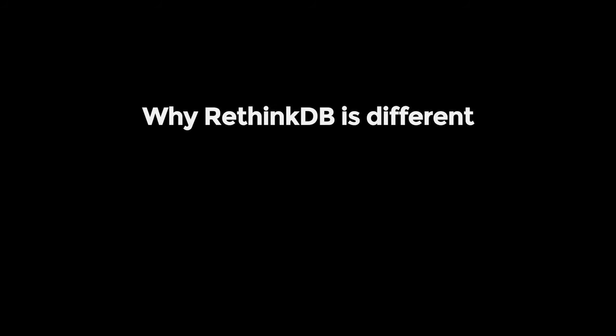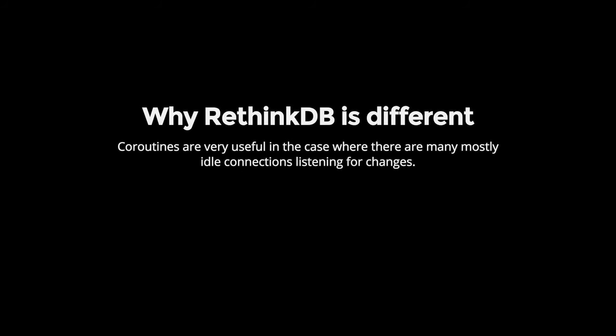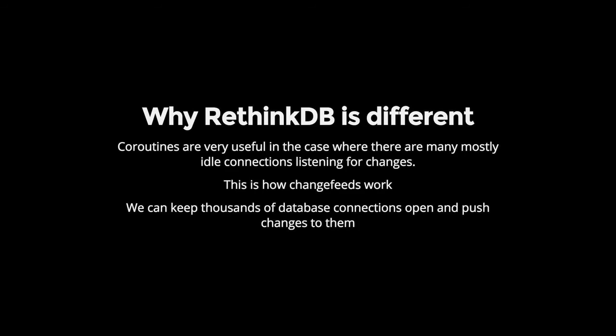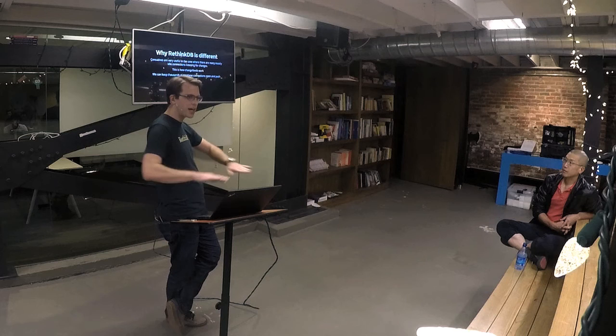So RethinkDB, as I've been alluding to, builds coroutines. It's very useful because with change feeds, it's really nice to be able to just leave a bunch of change feeds open to the database and not have to worry about using up all the resources of the server. So that's basically why we really need coroutines in the database itself. It's extra implementation work for us. We do have to make sure that we're being fair to all the incoming queries, but it allows us to keep thousands of database connections open and just mostly idle, but then when something comes in, we can just push them out. And everybody can get push notifications instead of having to poll.